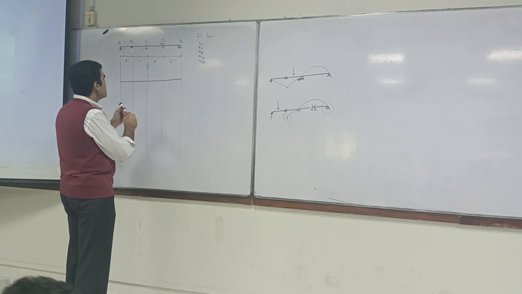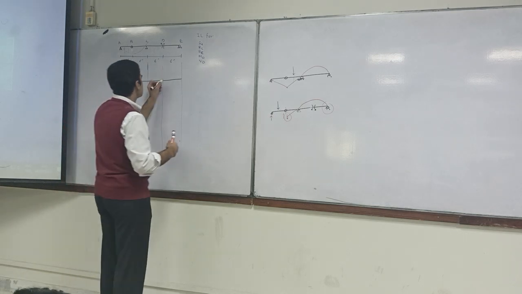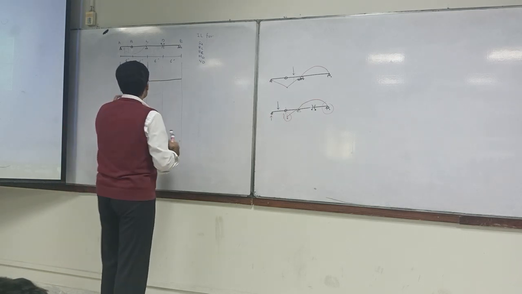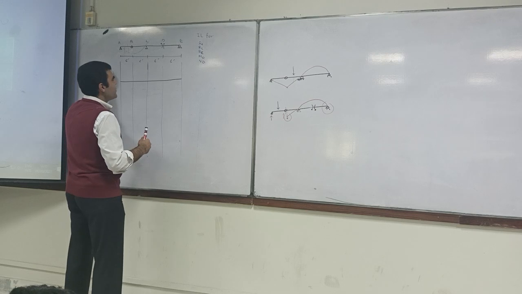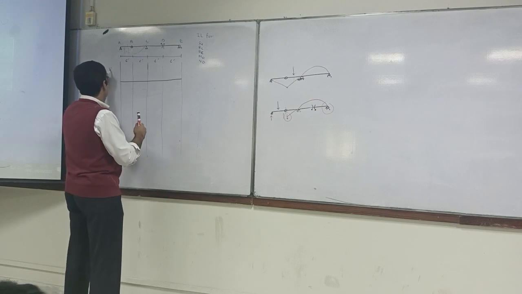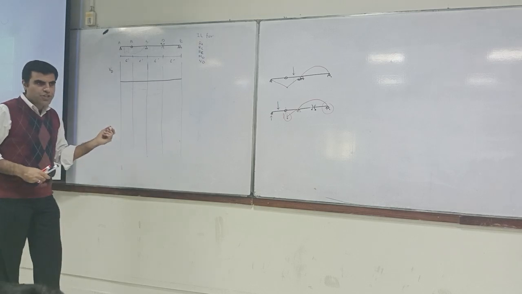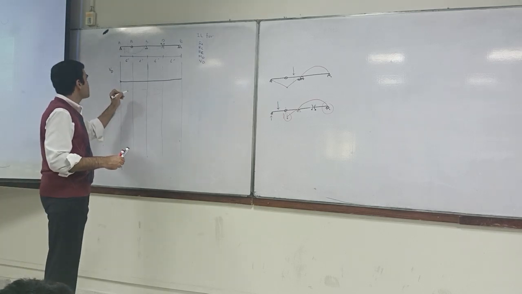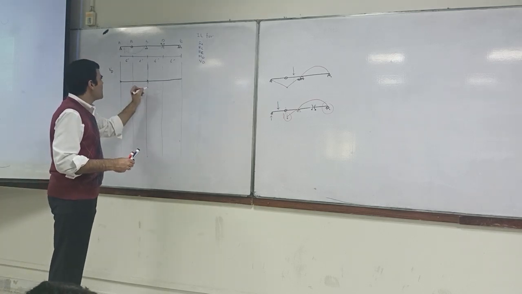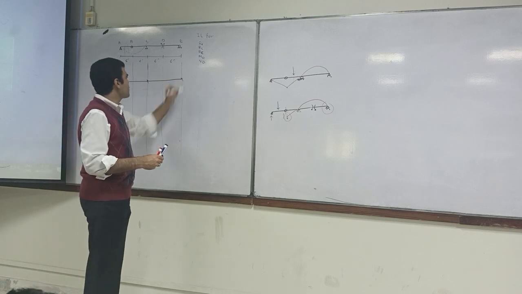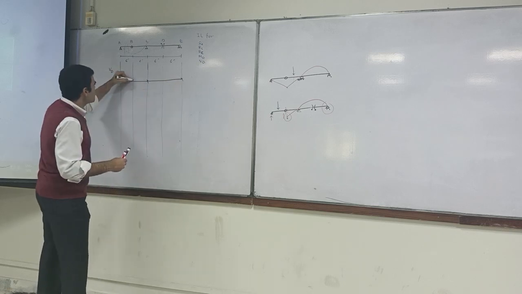What will happen? This is our VD. Again, establish those points which are not going to move. This one is not going to move, this one is not going to move, and this one is not going to move. This can move up and down.